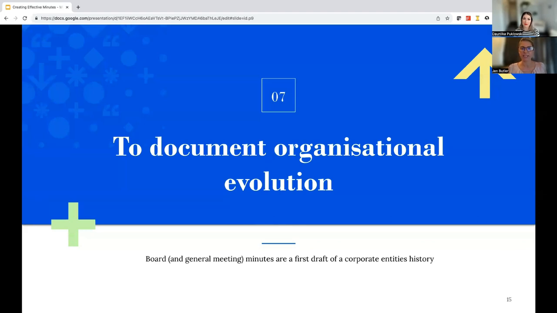So to document organisational evolution, we've already touched on that a little bit. Being able to look back at your company's history, and I really encourage people who are taking minutes to record the celebrations, when the company's had a record profit or they've expanded or grown. Certainly it also speaks to the company's culture to celebrate those wins. So keep them in there.